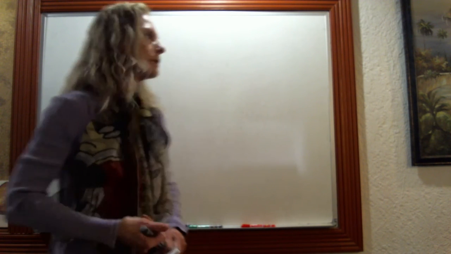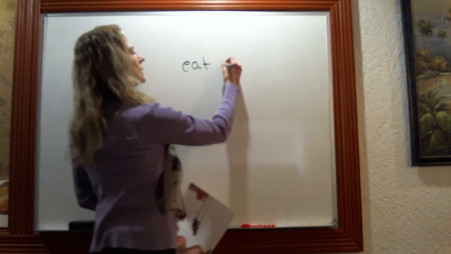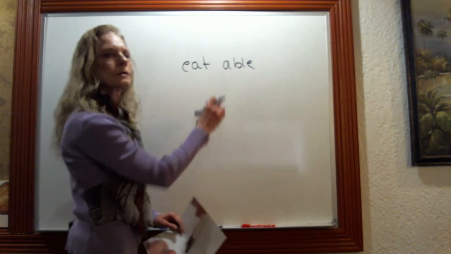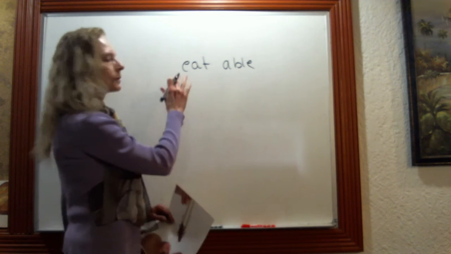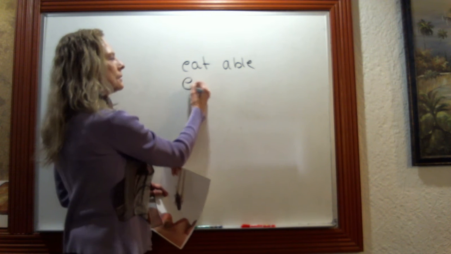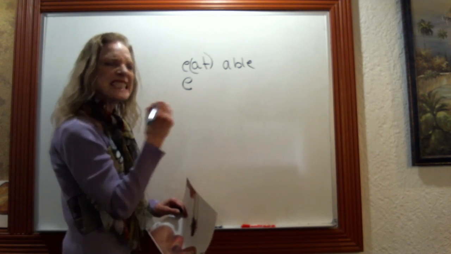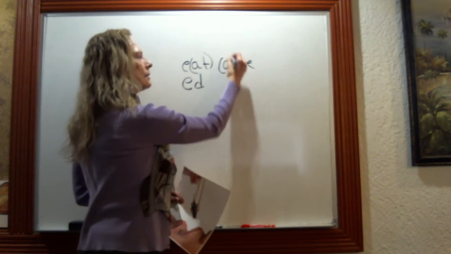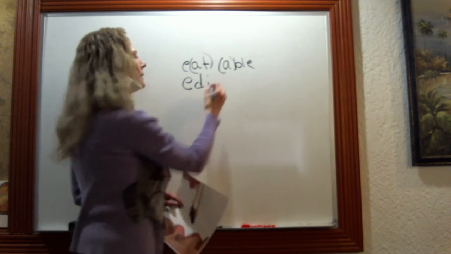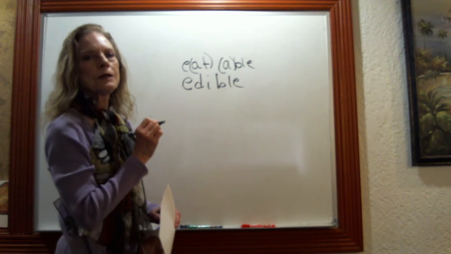edible. So edible, let's make a word, okay? Let's do this, eat, and let's do able, so something you can eat. So we're going to break this down a little bit and put these together. But then for some reason this changes to a D sound, and then this one will change to an I. So we have the adjective edible, something that you can eat.